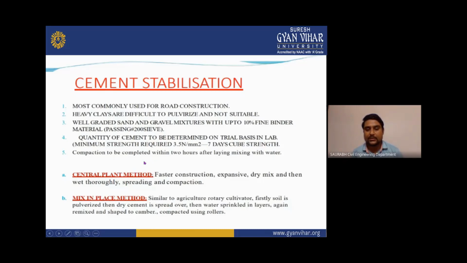The general plant method is here also. It gives faster construction but is expensive: dry mix, then wet, followed by spreading and compaction. The mixing in place method is similar to an agricultural rotary cultivator. Firstly, soil is pulverized, then dry cement is spread over. Then water is sprinkled in layers, remixed and shaped to camber, and compacted using a roller.